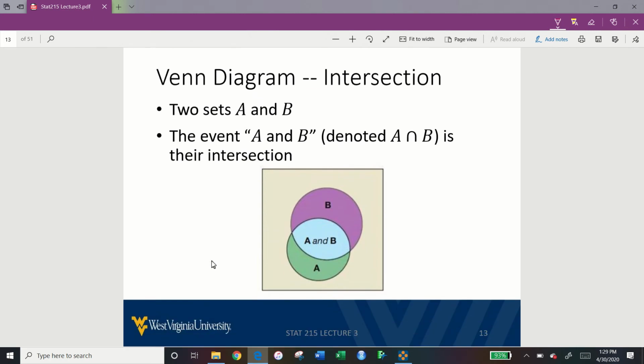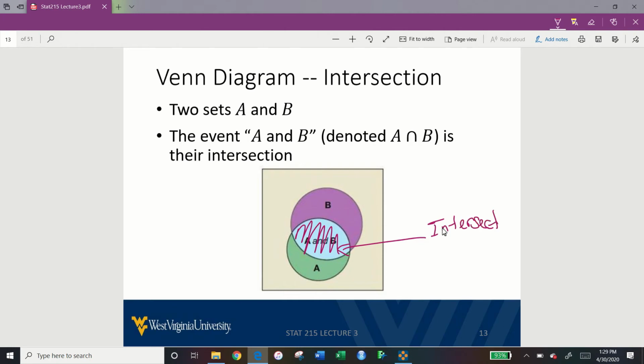Let's show this visually with a Venn diagram. So we have two sets, A and B. The event, A and B, again, their intersection. So we have our first circle A in green and our circle B in blue. The part where they overlap, purple, is A and B. This is the intersection.